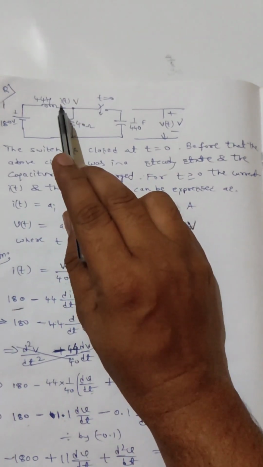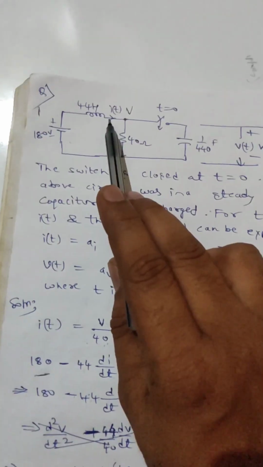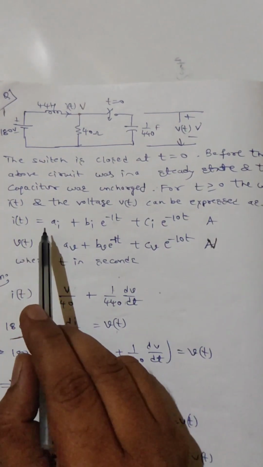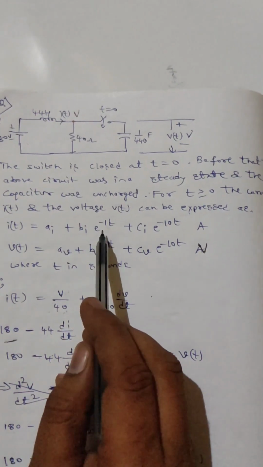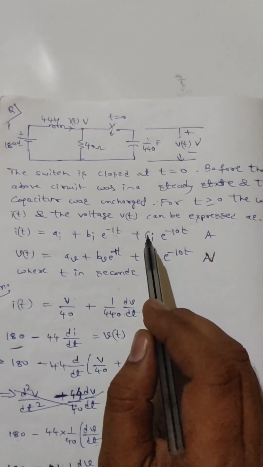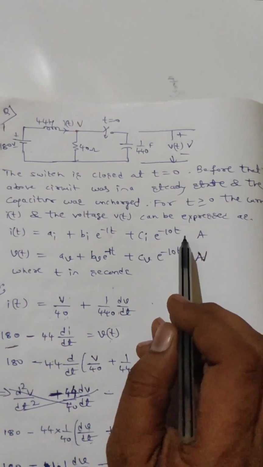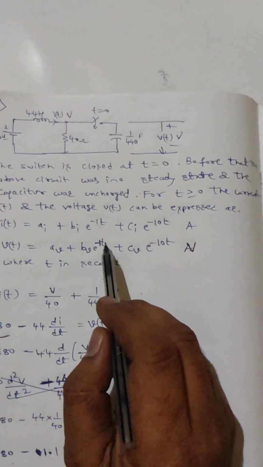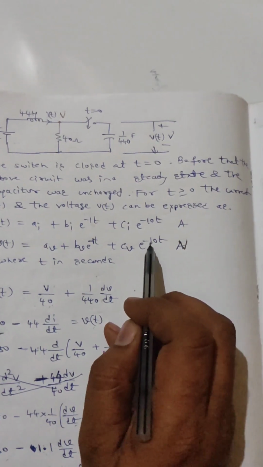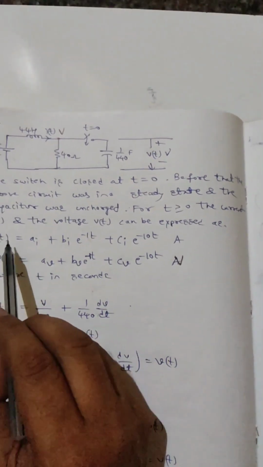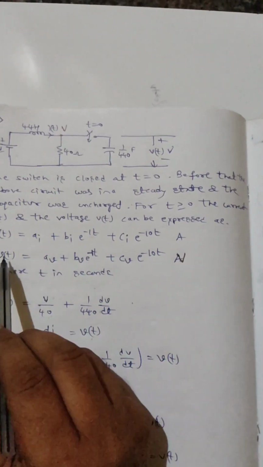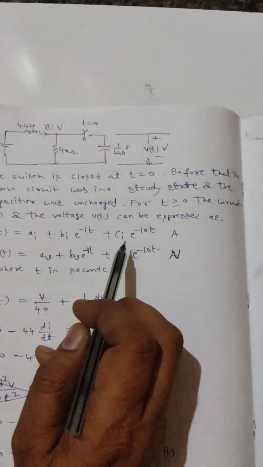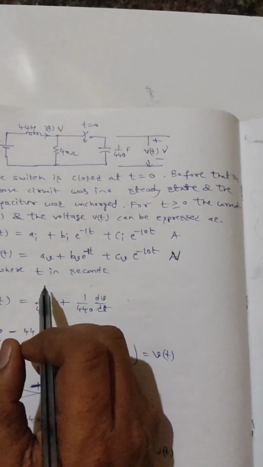Okay, what is the current passing here, I of t, and then the voltage V of t across the capacitor. They have given the equations. The I of t equation is ai plus bi e power minus t plus ci e power minus 10t amps, and V of t is av plus bv e power minus t plus cv e power minus 10t. So these are the given current and voltage equations. In this we need to find these coefficients ai, bi, ci, av, bv, cv values.